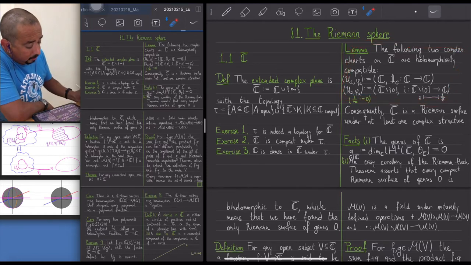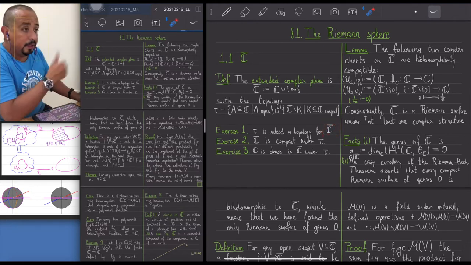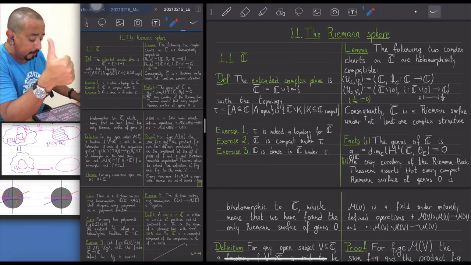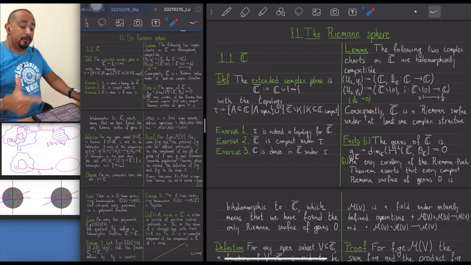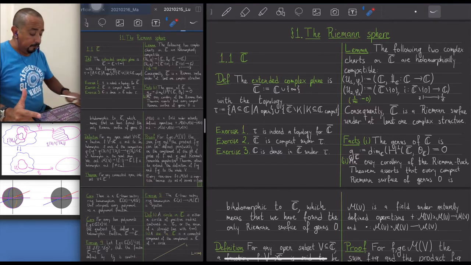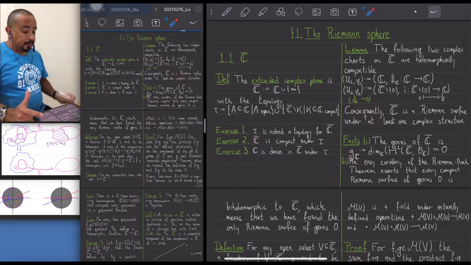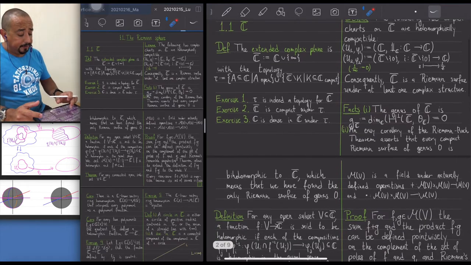So with this lemma, we have given C bar a complex structure, which makes it a Riemann surface, because C bar satisfies the other requirements for being a Riemann surface, namely to be a Hausdorff topological space and to have a countable basis for its topology. So C bar is a Riemann surface.